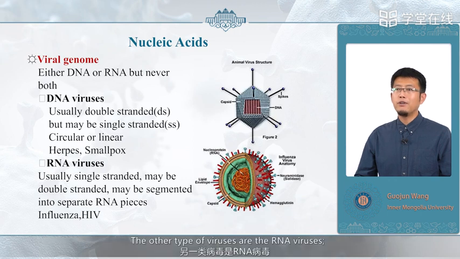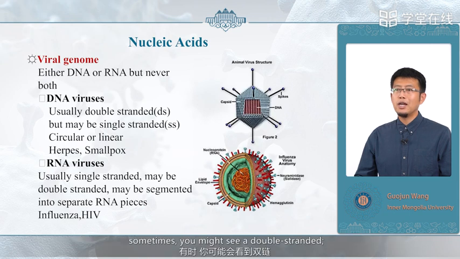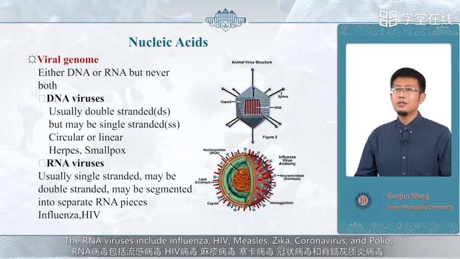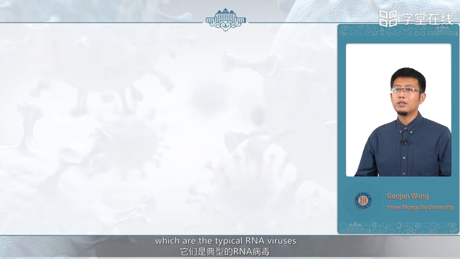The other type of viruses are the RNA viruses. Typically, those are single-stranded, either positive-stranded or negative-stranded. Sometimes you might see a double-stranded one. They might be segmented into separate RNA pieces. The RNA viruses include influenza, HIV, measles, Zika, coronavirus, and polio, which are the typical RNA viruses.